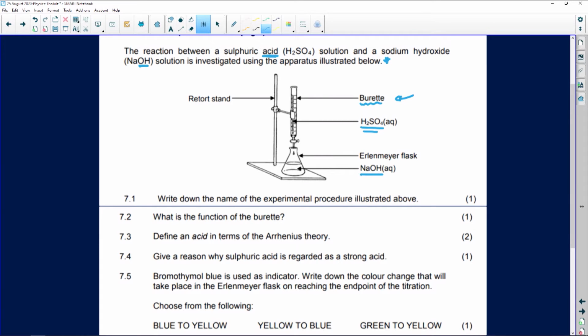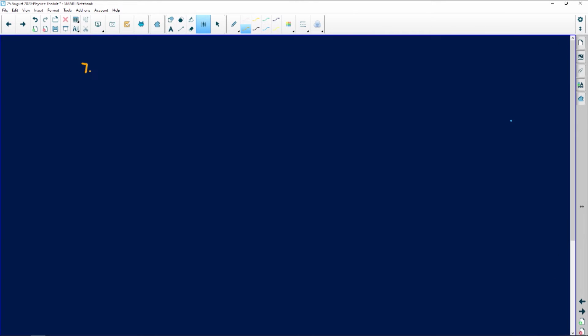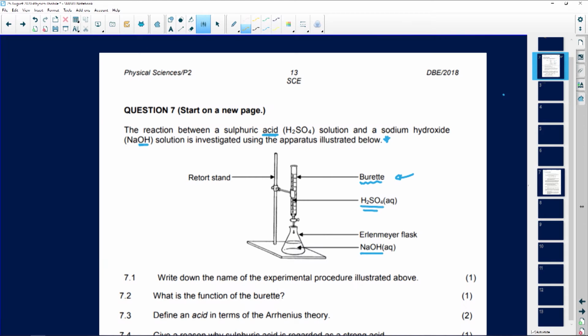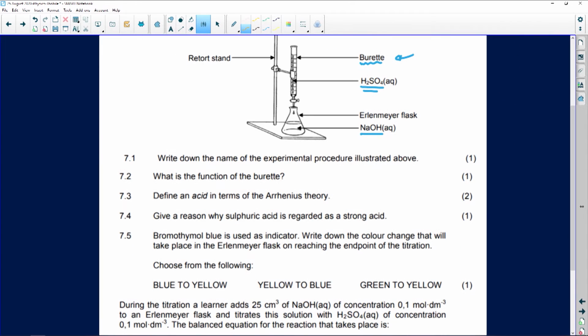So now that we've looked at the graph, let's see what questions are about to come. So 7.1 says we must write down the name of the experimental procedure that is illustrated below. Now that one is fairly easy. The experimental procedure when we're using a burette and all that stuff is titration. This is what we call it. We call it titration. Let's look at 7.2. They can even ask you to actually explain or define what titration is. So make sure you also know how to actually work around it. And that was only for 1 mark.